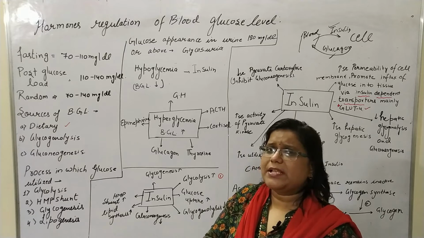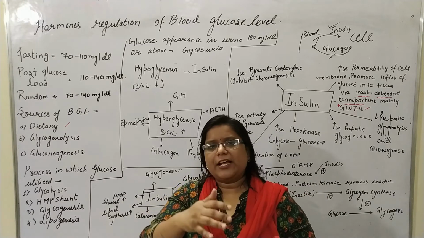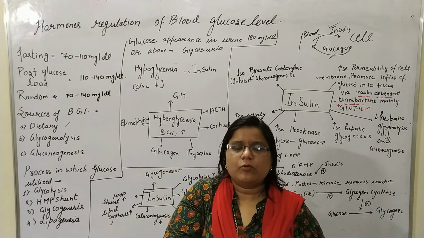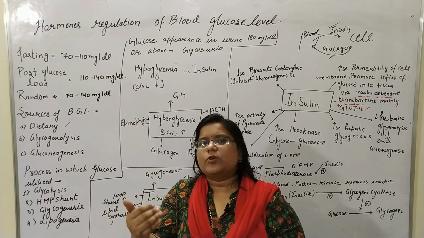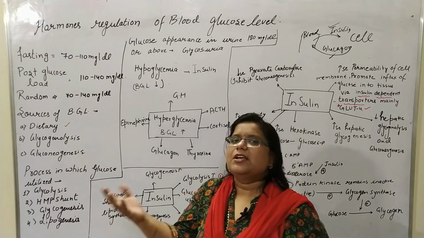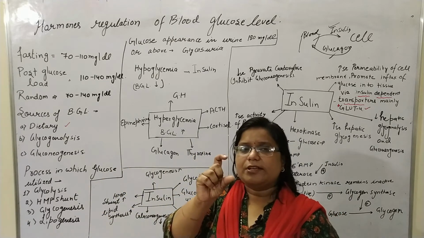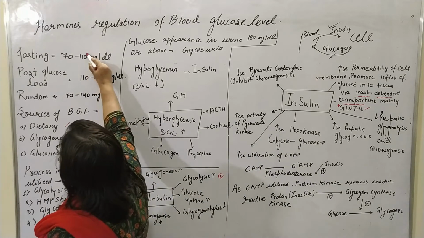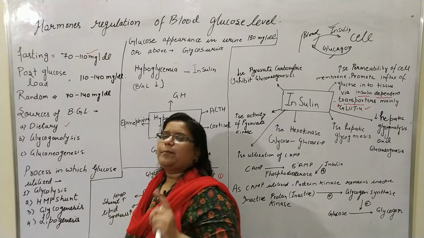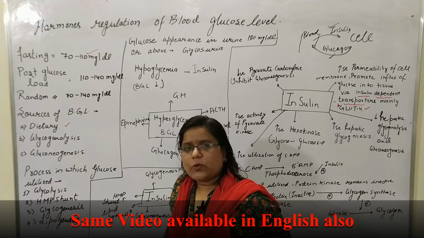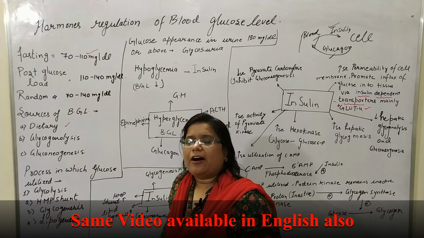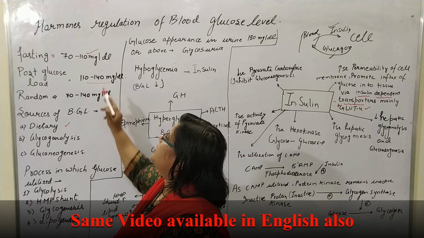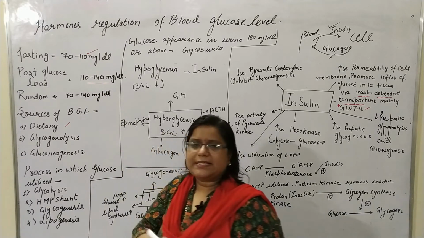Fasting means if you have taken food, and after 12 or 14 hours you are measuring the glucose level, that glucose level is known as the fasting. The fasting level is 70 to 100 mg per deciliter. And what is the post glucose load? It is the glucose level after eating food, and that is 110 to 140 mg per deciliter.